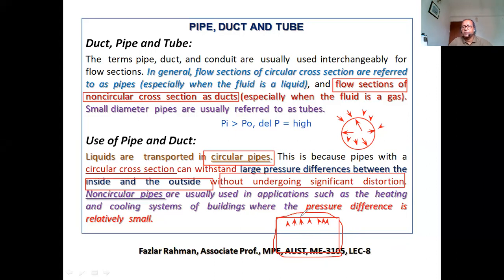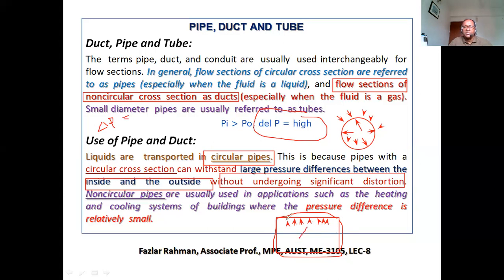You can avoid the distortion if you use high thickness material, but the cost will be high. So for that reason, if this delta P is high, then you need to use the circular pipe. Now in a building, you might see a rectangular duct used for the air conditioning system, because in that case the pressure inside the duct is a little bit higher than atmospheric pressure, so air can come out through the air conditioning vent. The delta P is very low, so you can use the rectangular duct.